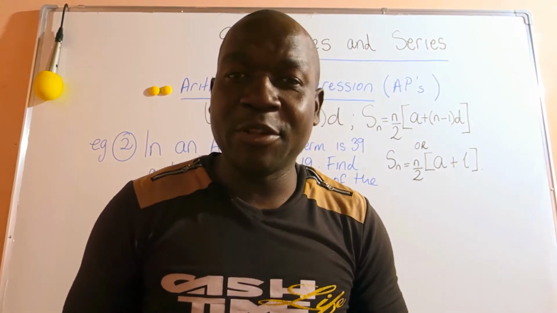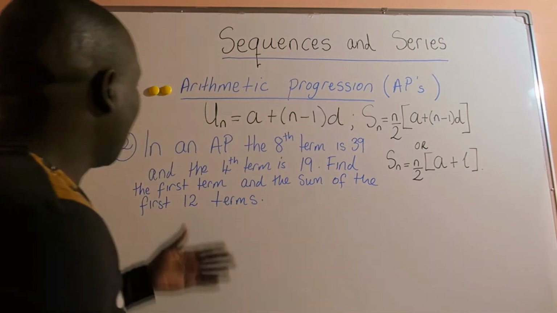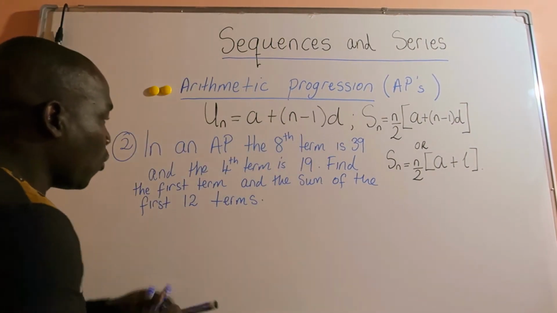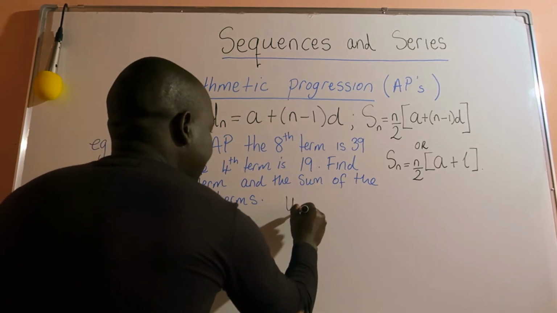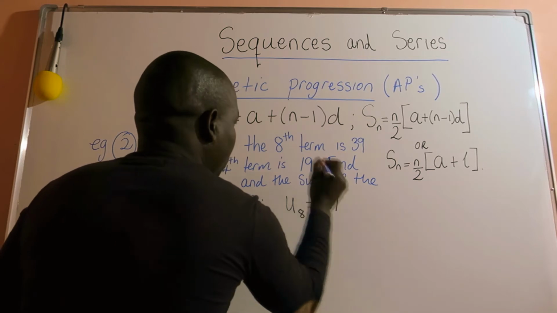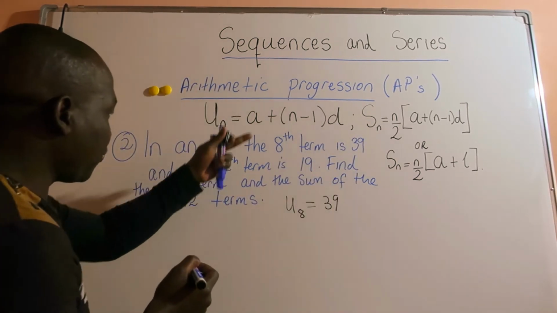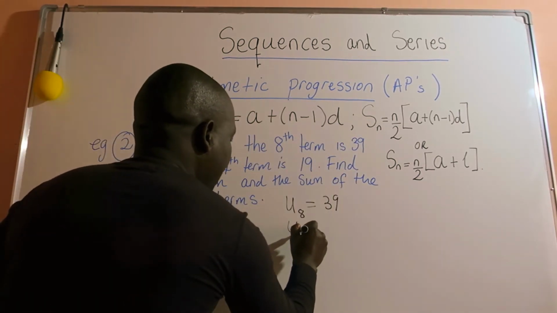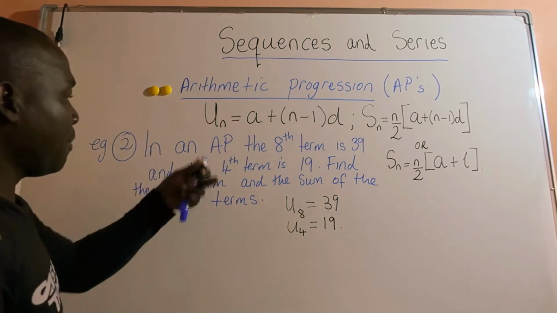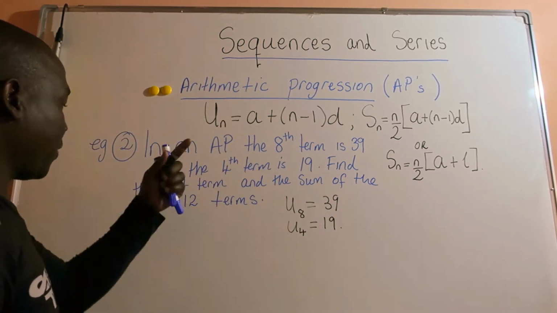Still on examples on arithmetic progressions, you are given that in an AP the 8th term is 39. So again, we will write U8 because this is the 8th term and we know this is 39. So this is the first part. And the fourth term is 19. So again, U4 is equal to 19. Find the first term and the sum of the first 12 terms.